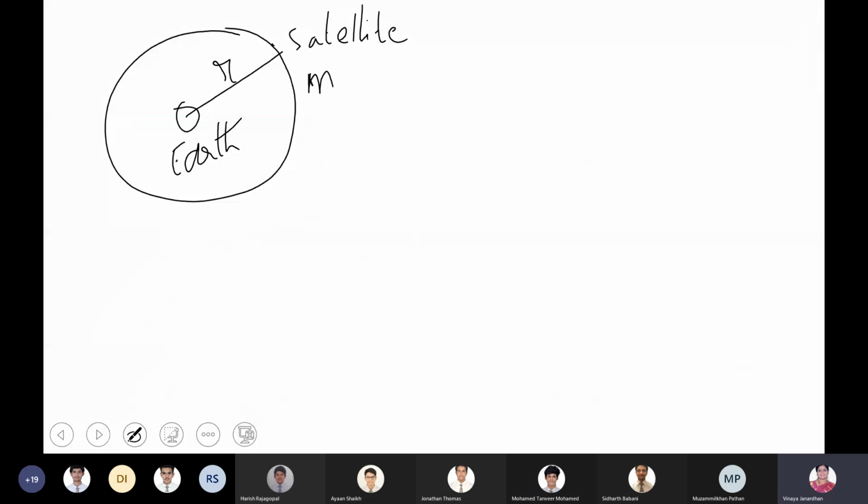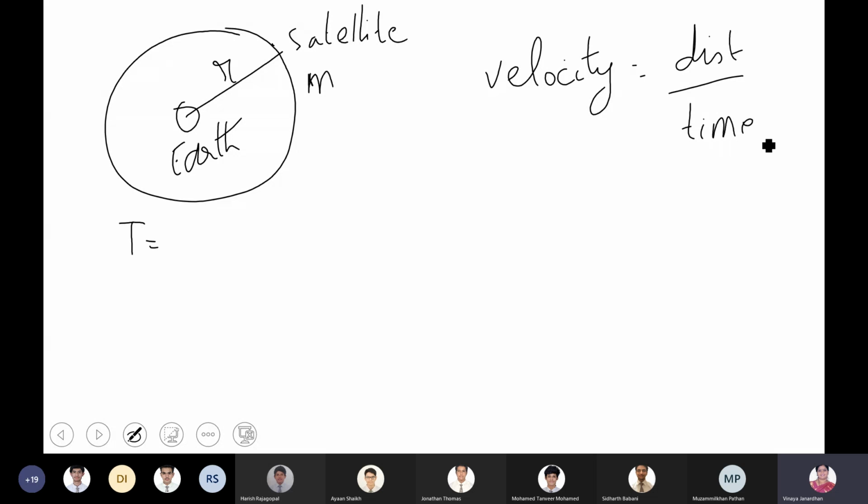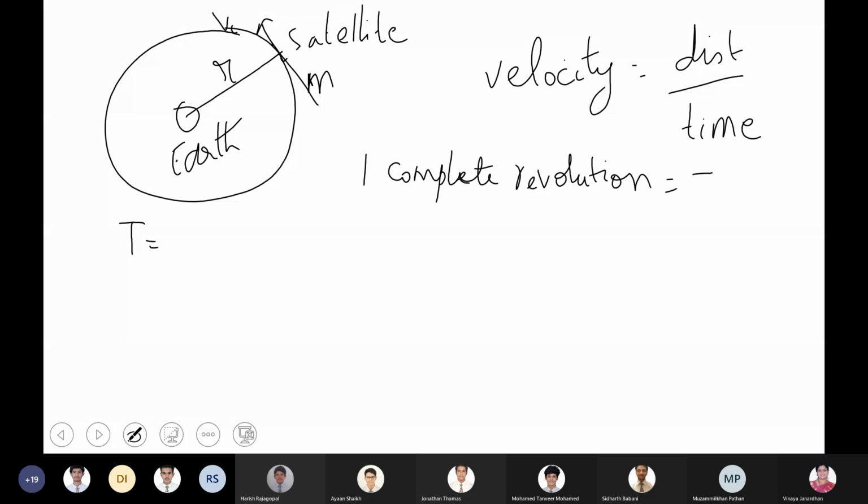Now, what will be the time period? Time period means the time taken for one complete revolution. What is velocity? Velocity is distance by time. The satellite is revolving with a velocity v0 or vc, right? So in one complete revolution, what is the time taken? Time taken is your time period.